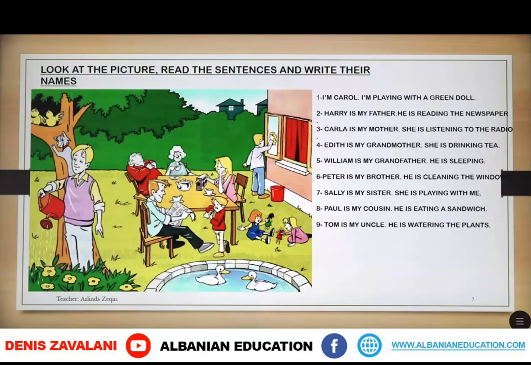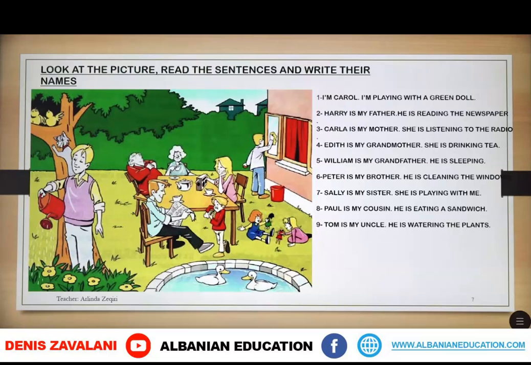Two, Harry is my father. He is reading the newspaper. So let's see, where is he? Okay, next to the table. So he is reading the newspaper. Number three, Carla is my mother. She is listening to the radio. Okay, did you find Carla? Yes. She is next to the table, so she is listening to the radio.